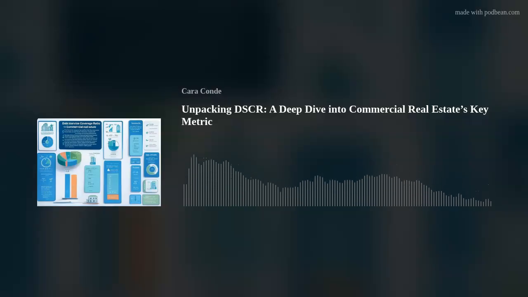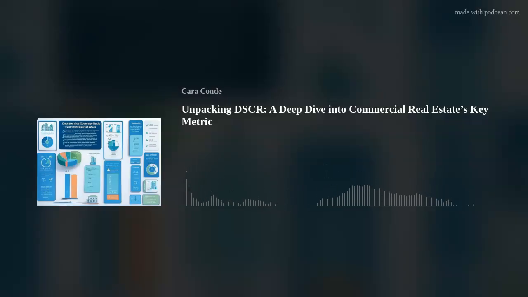Yeah, exactly. So we've really dug into the calculation. Now let's shift gears and talk about interpreting DSCR. What do those numbers actually tell us about a property's financial health? Because it's more than just being above or below one. Exactly. The actual DSCR number gives you a lot of insight into the property's stability and risk.